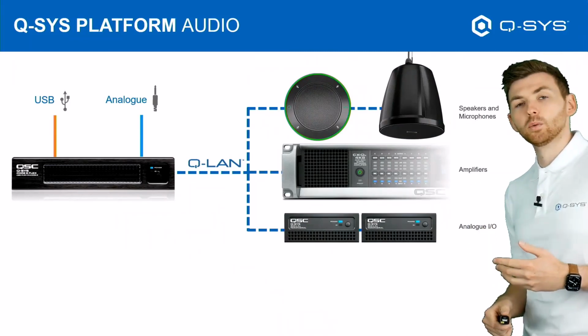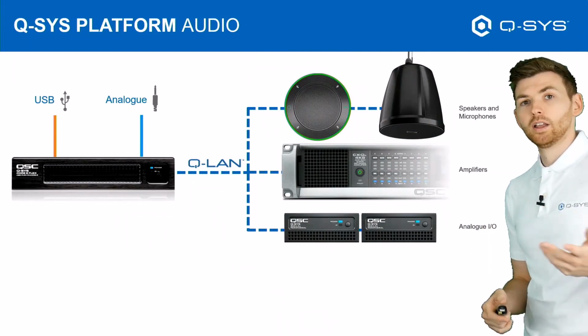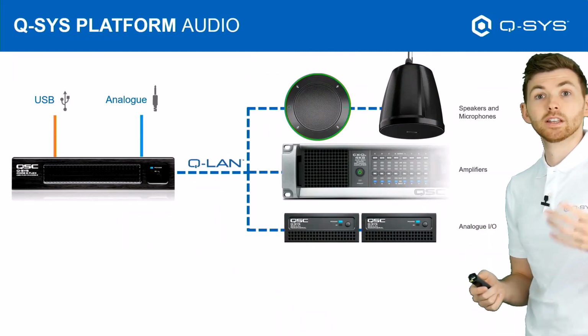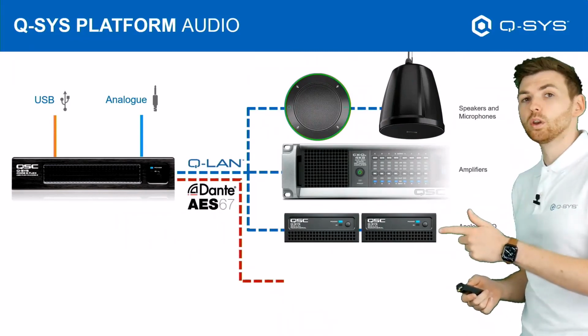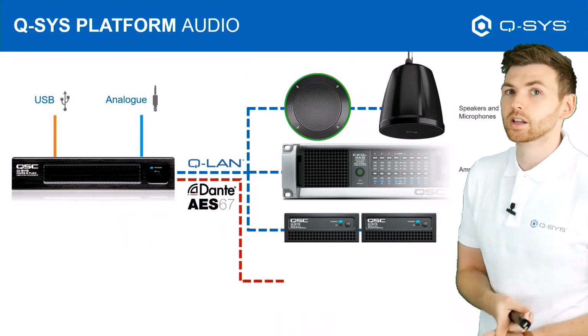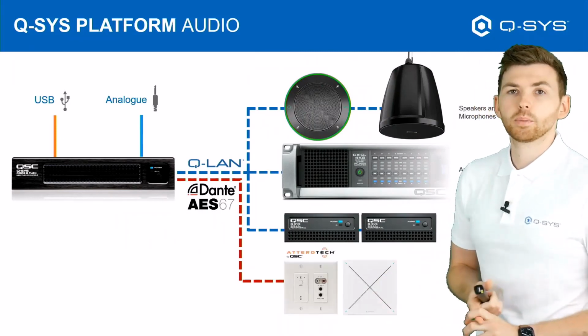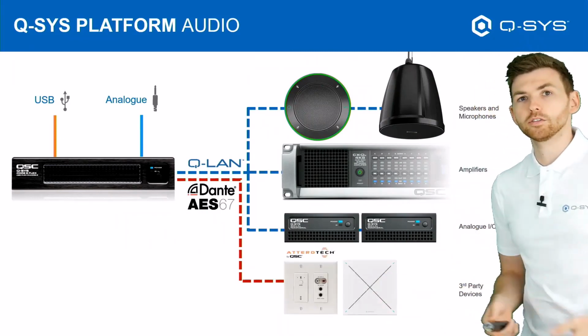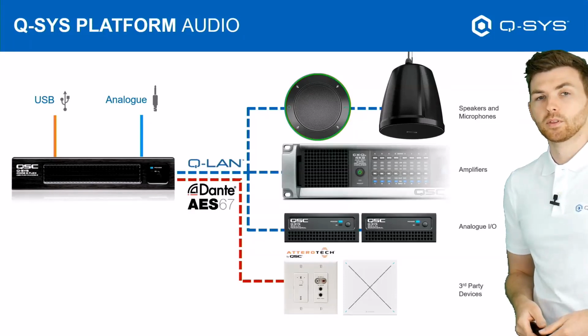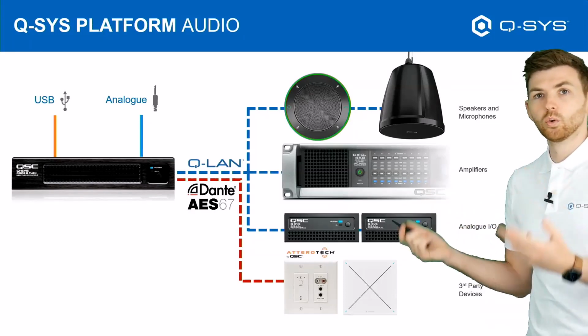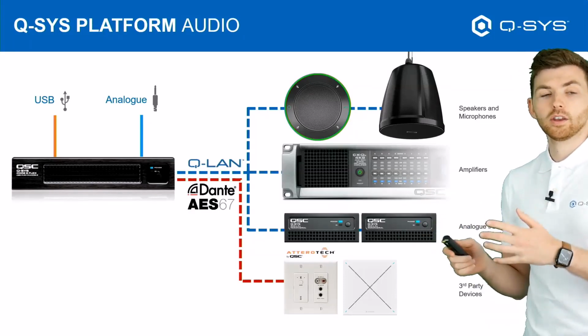But of course, we need to work with third-party devices as well. There are many fantastic third-party audio devices out there. So all of the Q-SYS cores also support Dante and AES67. So you can integrate third-party microphones, I/O devices, whatever it might be. All right, so that's audio. We can just do all of this audio expansion on the network.